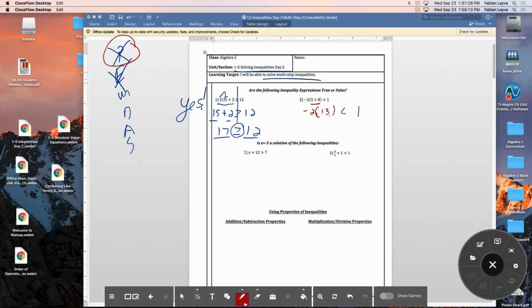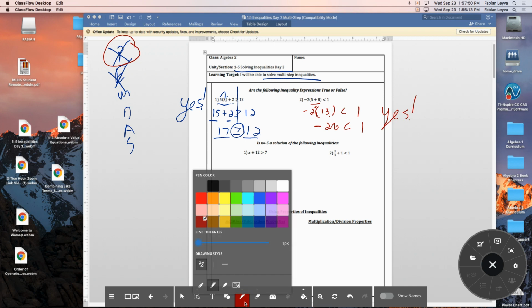Now I notice that I have a negative 2 times 13. So I'm going to multiply those to equal a negative 26, which should be less than 1. Is negative 26 less than 1? Yes, so that means this is a true statement. Keep in mind that sometimes these are not going to be true, which means you have a false statement. All right, so let's do a little bit more work.